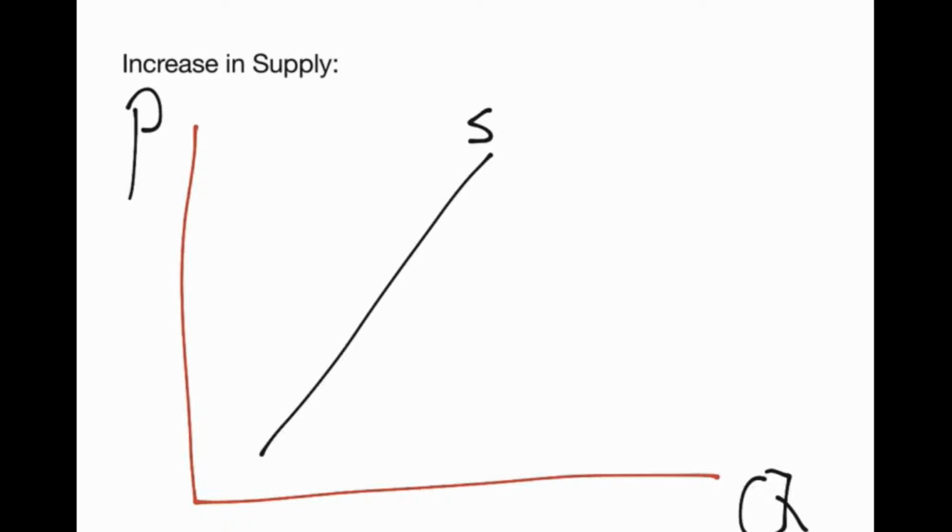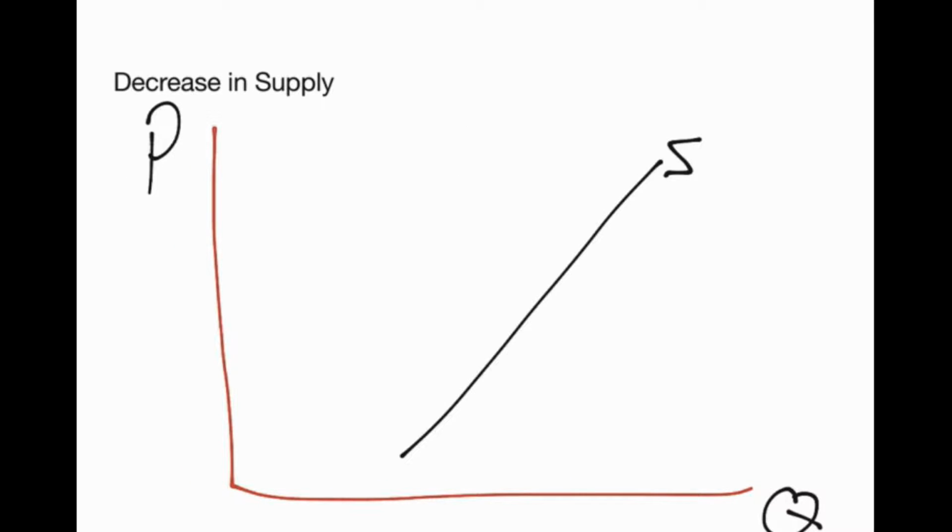Today I'll be talking about Unit 7, Changes in Supply. Changes in supply are conditions or factors that cause the supply curve to shift. First, I'll be talking about an increase in supply. An increase in supply is a rise in supply at any given price, causing the supply curve to shift to the right.